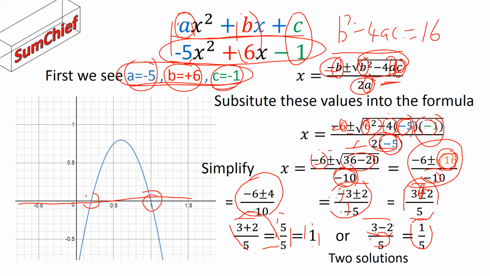So the key here is that we've got two solutions. And this value here for the b squared minus 4ac is the key. Because this value here is 16, i.e. larger than 0, you always get two solutions.